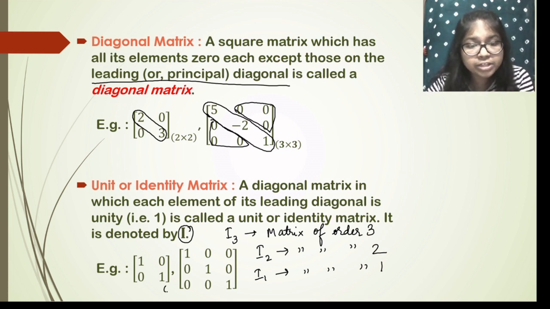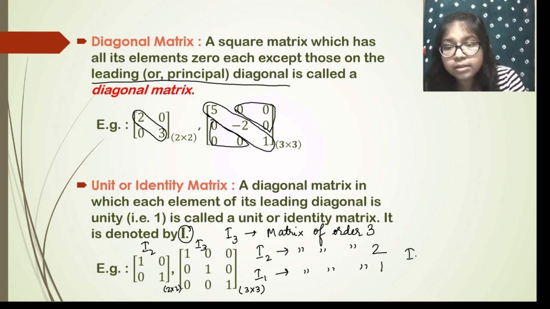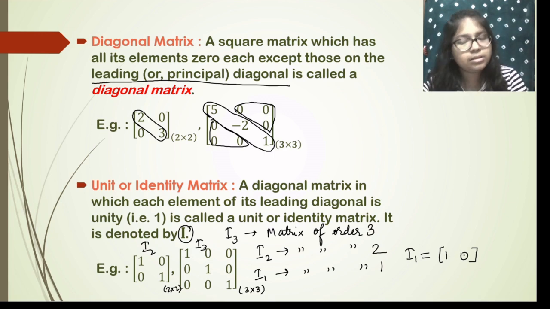This is a matrix of order 2, 2 by 2 matrix. This is a matrix of order 3. 3 by 3 matrix. So this is I2, this is I3. What is I1? I1 is 1 and 0. This is an element of left diagonal and this is 0.